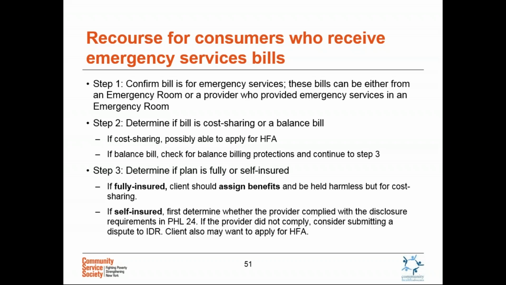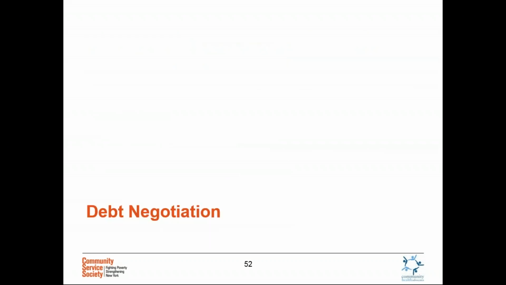And step 3 is to determine if the plan is fully or self-insured. If it's fully insured, then your client may be able to assign benefits and be held harmless, but for their cost sharing. If they're in a self-insured plan, then you'd want to determine whether the provider complied with the disclosure requirements in the public health law. If they did not comply, then consider submitting a dispute to IDR. Your client may also want to explore hospital financial assistance to cover the costs of the hospital bill.